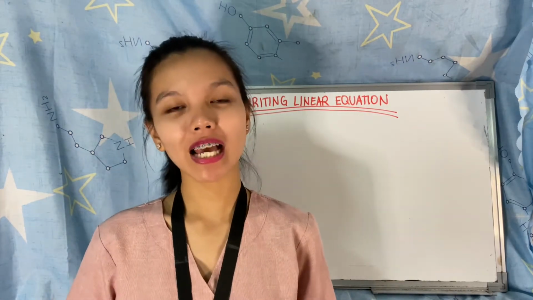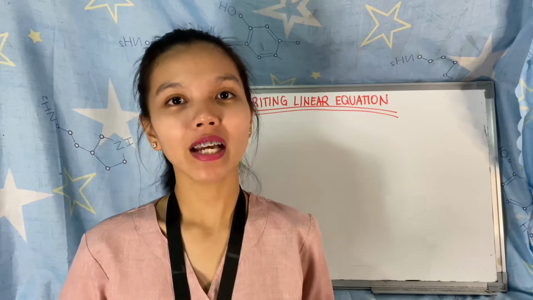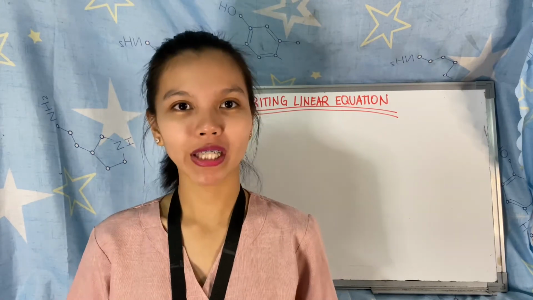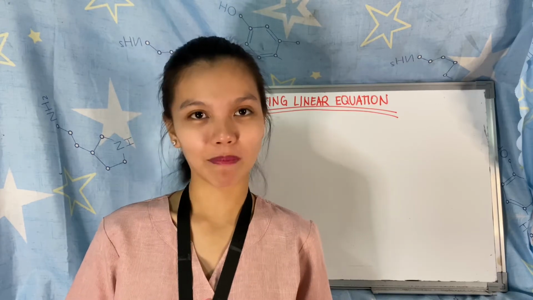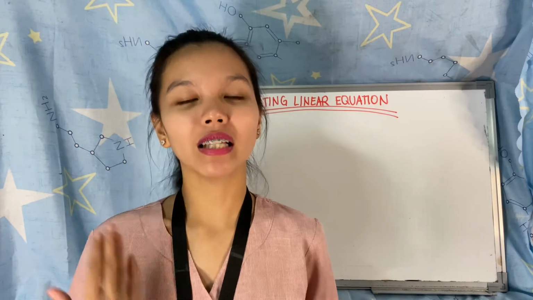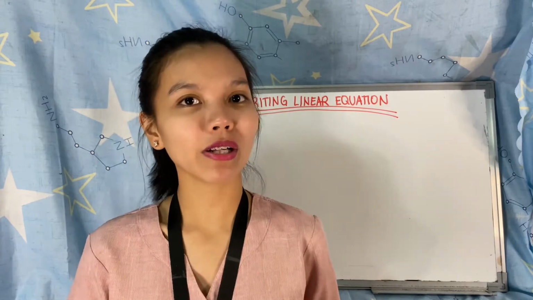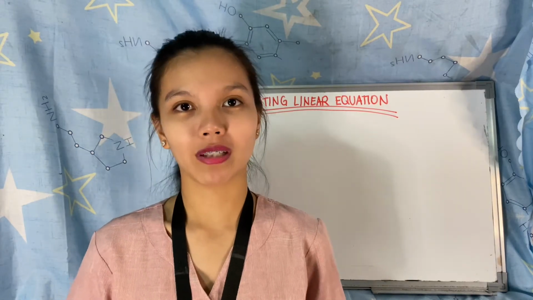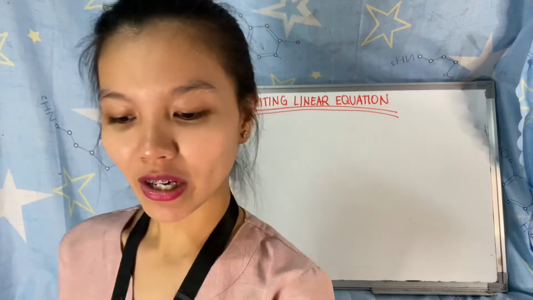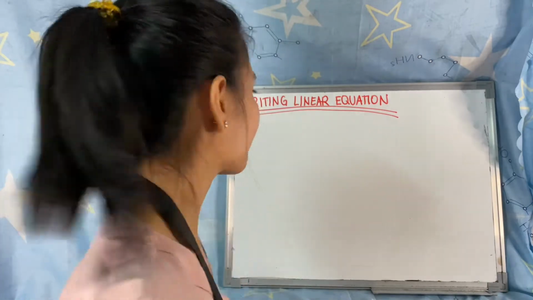So for today's lesson, we are going to find the equation of a line given 2 points, a slope and a point, and a slope and its intercepts. So the first one, we are going to discuss writing the linear equation using 2 points, or what we call the 2-point form. So here is our formula for that.